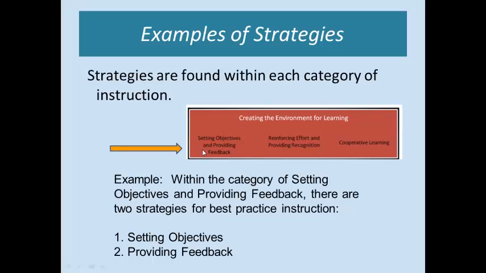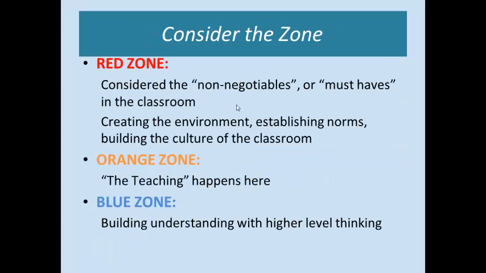Examples of the strategies, it's important that you understand that categories and strategies are different. Categories sometimes have multiple strategies. In this example, you see how setting objectives and providing feedback as a category includes 2 strategies, setting objectives and providing feedback. Consider the zone as you move through this module. The red zone, non-negotiables, must-haves, the orange zone, where the teaching happens, or the blue zone, where you're building understanding with higher level thinking.